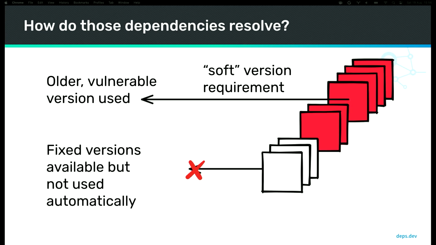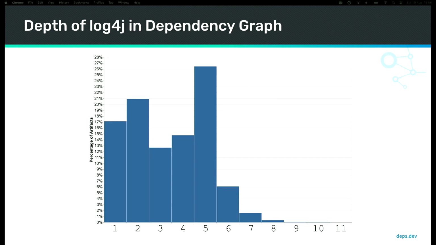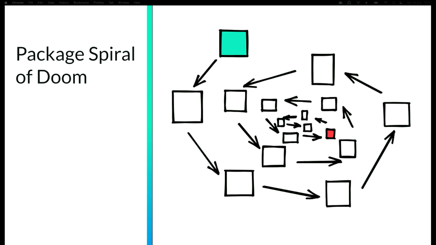This is hard because in Maven and Java, they use this thing more often than not called a soft version requirement, which means that manual effort was needed. Manual effort is bad. Also, it turned out that log4j ended up more often than not really deep down in the dependency graph. This is the depth at which log4j first occurred in that dependency graph. And if it's 5 layers deep, you've got a lot of people who need to do manual effort before you can actually fix your problem. So your problem more looks like this.